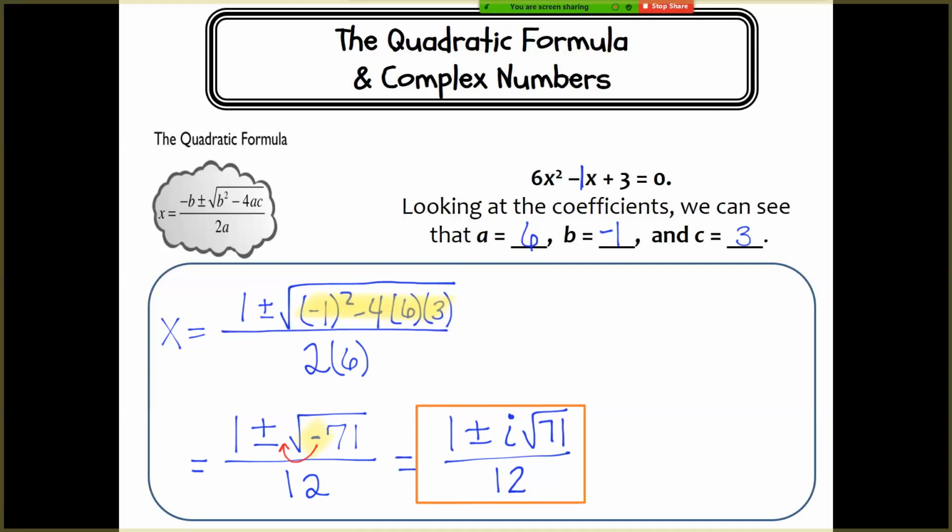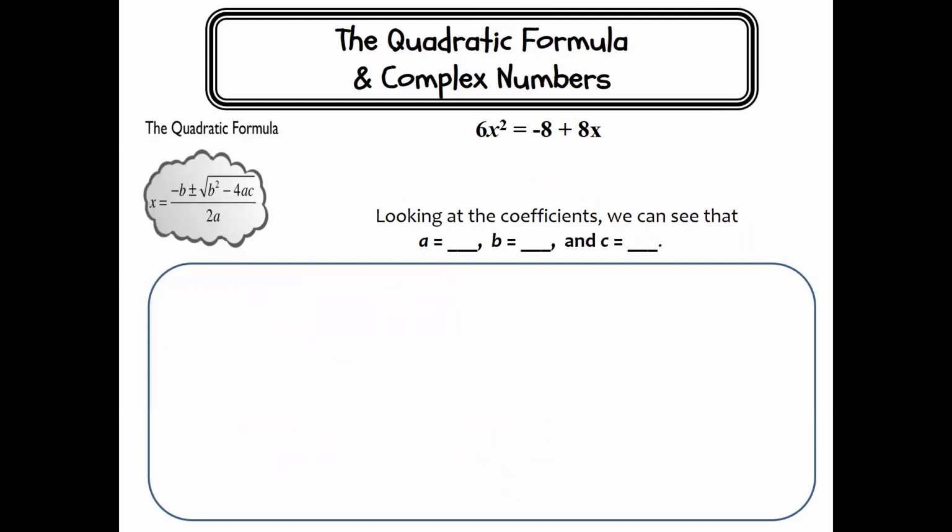So we did our quadratic formula just like we always did, except now we got a negative underneath our square root. Bring it out from underneath the square root and put an i right there in front. Questions on this one? All right. Let's practice one more.